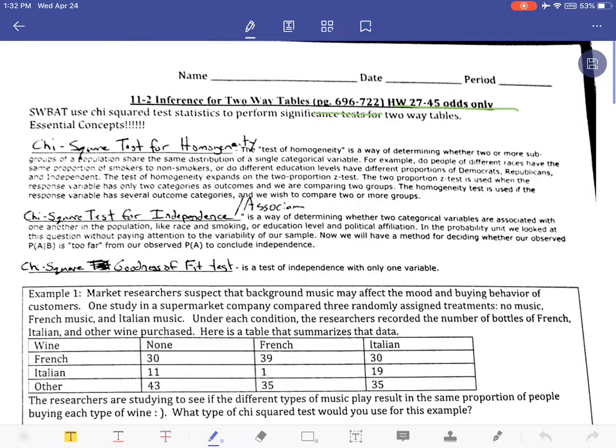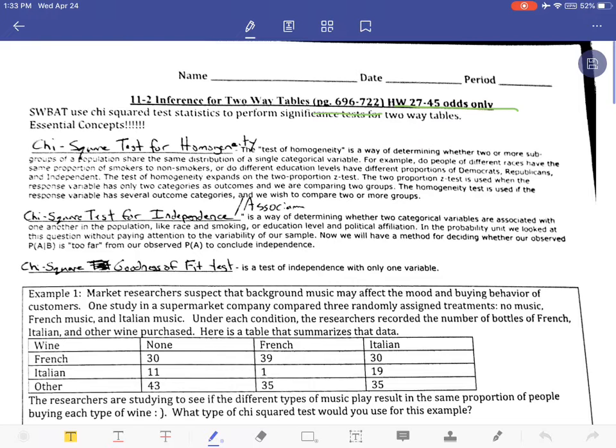So the last thing that we're going to be learning this year is how to do inference, or significance tests, for two-way tables. All right, so up till now, we've learned a lot of different types of significance tests. So let's take a second to break down all the ones we've learned so far. We first started off with one sample proportion and one sample mean. Then we had two sample proportion, two sample mean. After that, we had our significance test for the slope of a regression line. Last class, we learned about the chi-squared goodness of fit test, and today we're going to learn about two more chi-squared tests, which are a chi-squared test for homogeneity and a chi-squared test for independence or association.